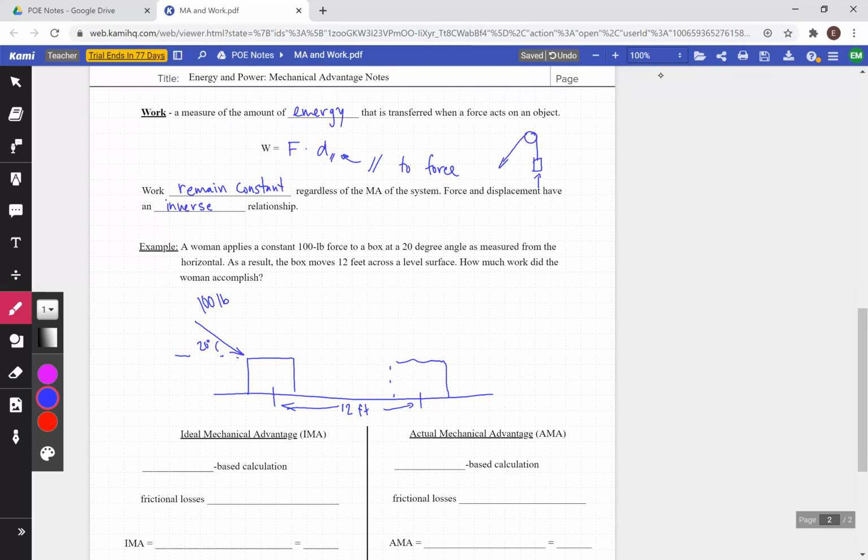Okay, now what you'll notice is that only some of that force is actually going to cause the box to move, right? Any of the force that's directed into the ground isn't going to affect the box. It's not going to cause anything to move. But the part of the force that's pushing it to the right, that's what's actually doing work. So that's the force we're interested in. So what we need to do is think of force as a vector.